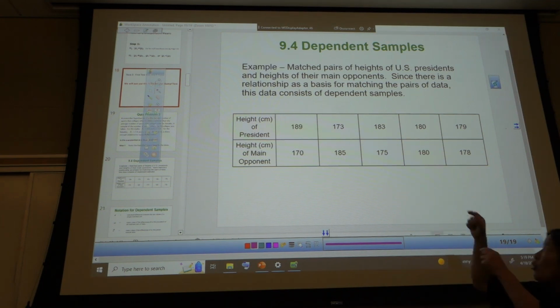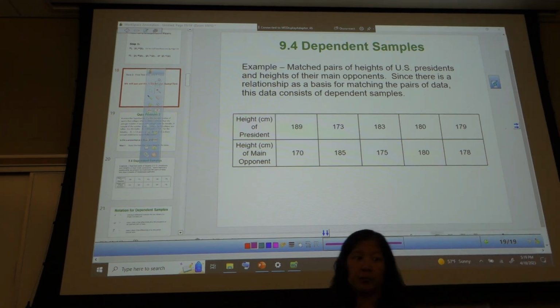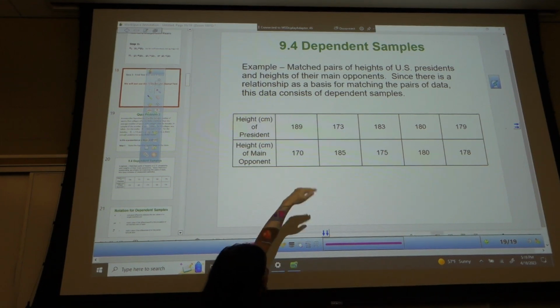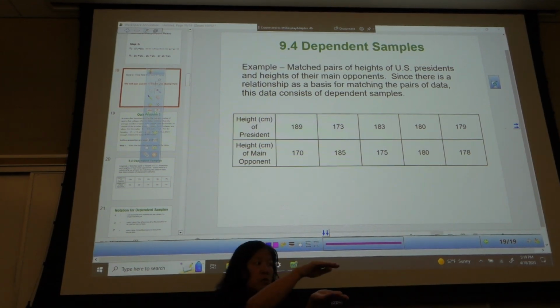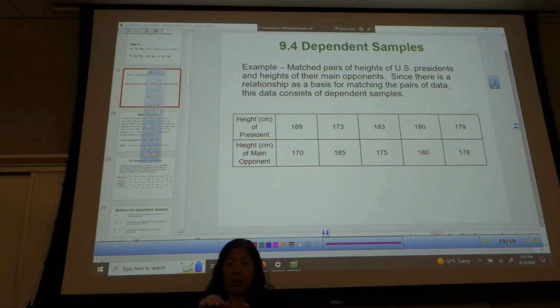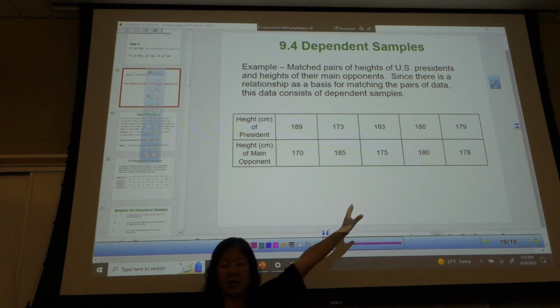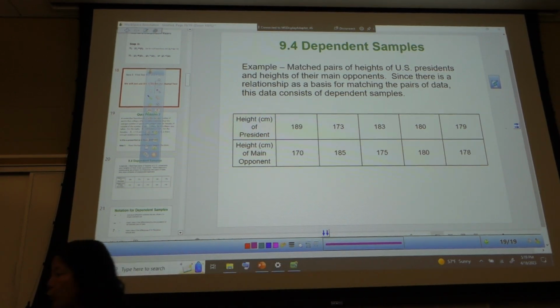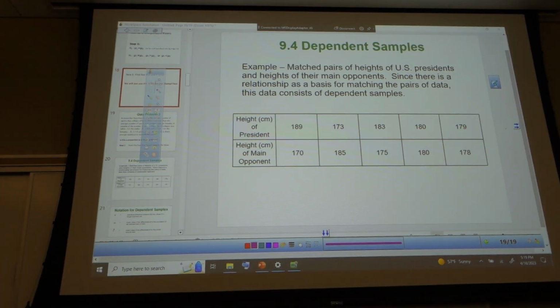When is it dependent? When they're matched up in pairs like that. It can be matched up like this, where you got 2 rows, or it could be 2 columns that are matched up. Does everyone see that? In other words, this guy goes with this guy, and only that one. So what we do is the following.